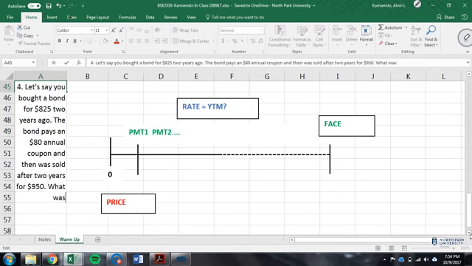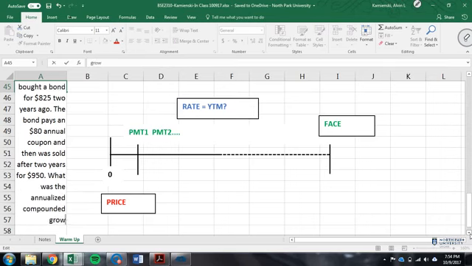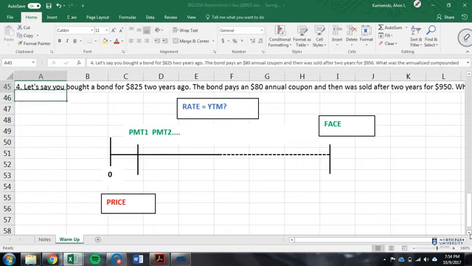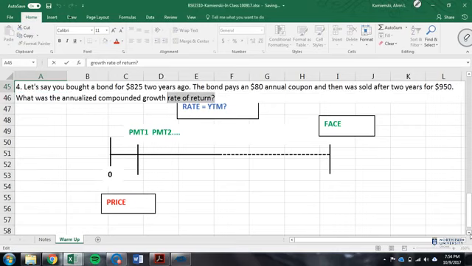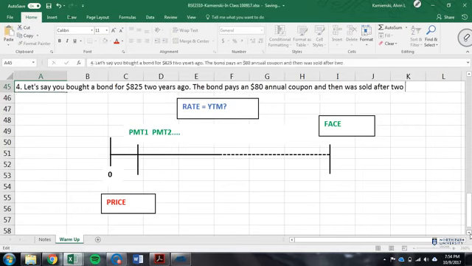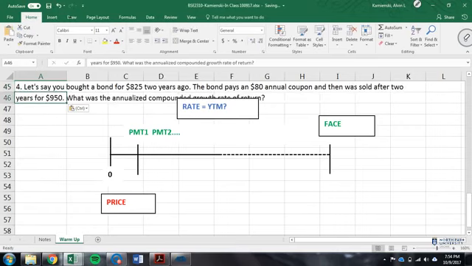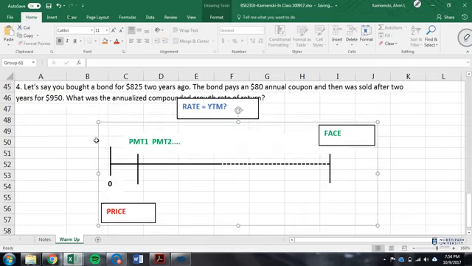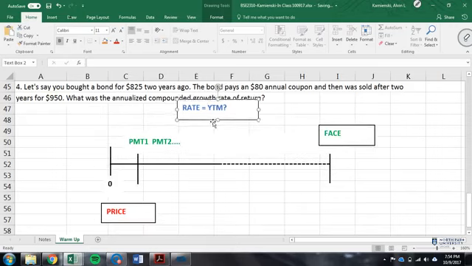$950. What was the annualized compounded growth rate of return? For this one, it's going to be helpful for us again to dust off our old example of the timeline, because it will give us the guidance we need in terms of successfully plotting out the different variables that will help us to solve this problem. So let's plot it on the timeline, then we'll document it in Excel.